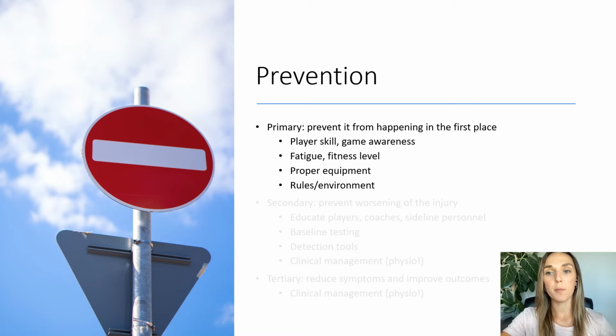There are 3 forms of concussion prevention. First is primary, preventing the concussion from occurring in the first place. Improving player skill and game awareness reduces the chances of the player getting into a position that puts them at risk of a concussion. Concussions are more likely to occur when players are fatigued, and therefore reducing chances of fatigue and improving an athlete's fitness level reduces the risk of a concussion. Also, improving the equipment, rules, and environment lowers chances for concussion by facilitating a safer game for athletes.